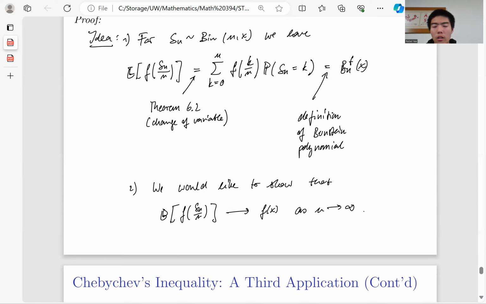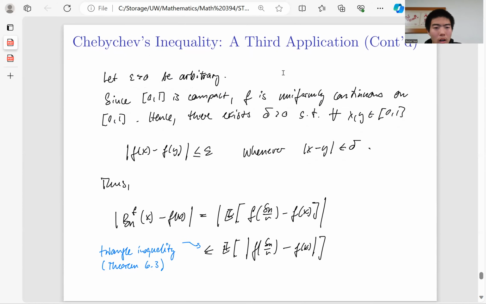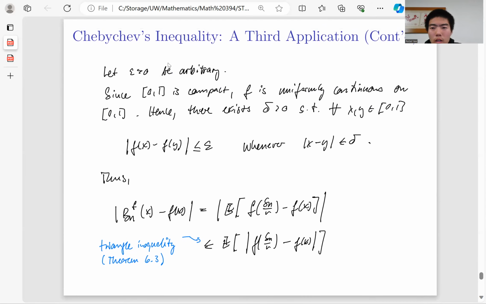So we no longer consider the Bernstein polynomial, but instead we consider the expected value when we think about a binomial distribution, which is constructed as n terms of independent Bernoulli distributions. So now we can use some facts from real analysis. Because [0, 1] is a closed set of real numbers, it's compact.